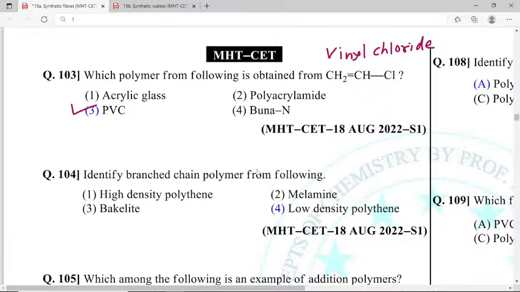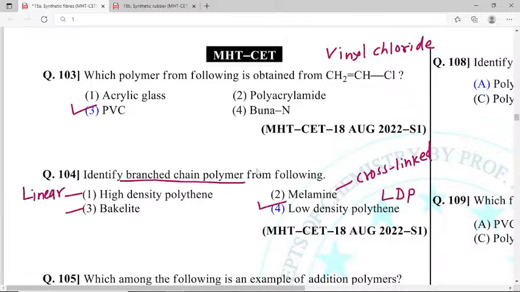Identify the branch chain polymer. So the branch chain polymer is low density polythene. So this is LDP. Branch chain. Melamine is a cross link. High density is a linear polymer. This is a linear polymer. Bakelite is again the cross link. So this is cross link. Low density polythene is a branch chain polymer.